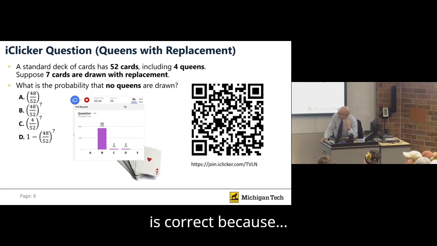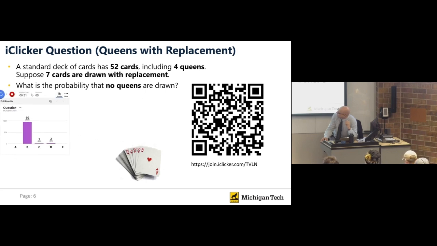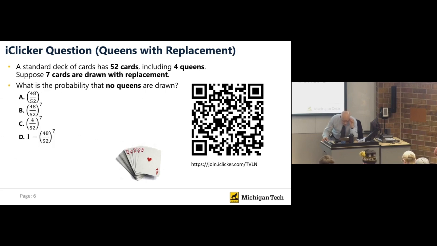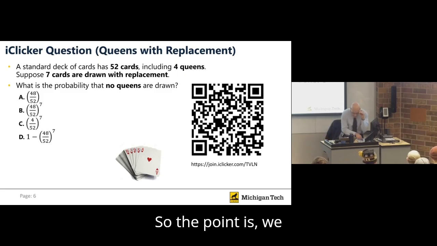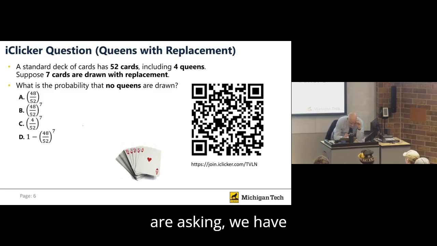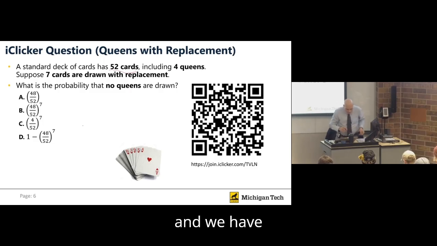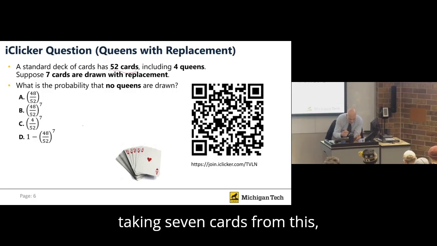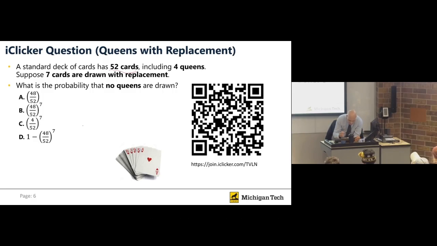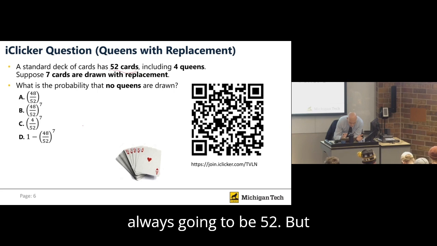Yeah, B is correct because the point is we have 52 cards, and we have 4 queens. We are taking 7 cards from this, but we replace it back. So it's always going to be 52.